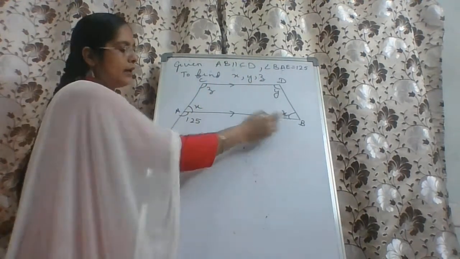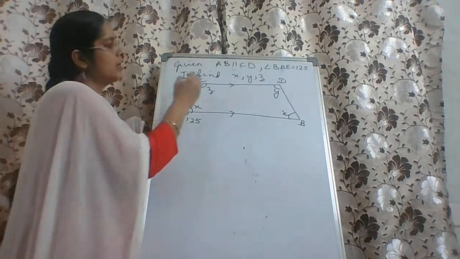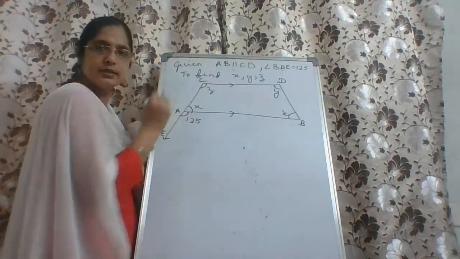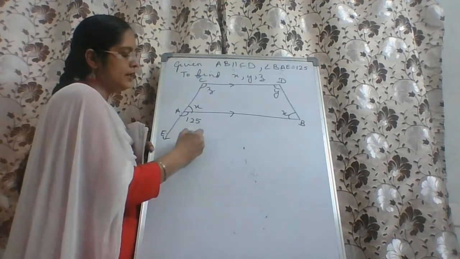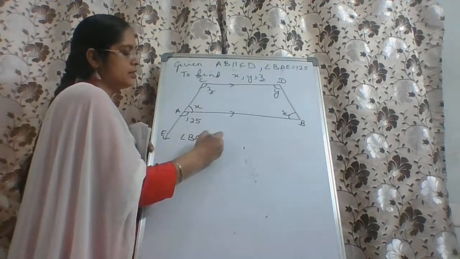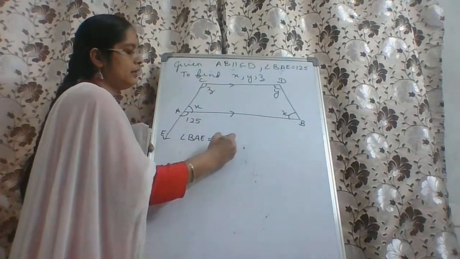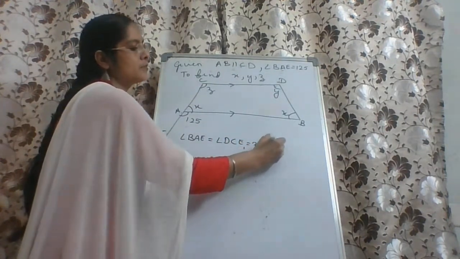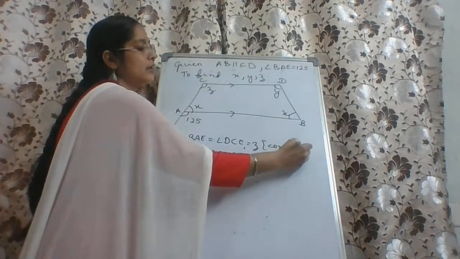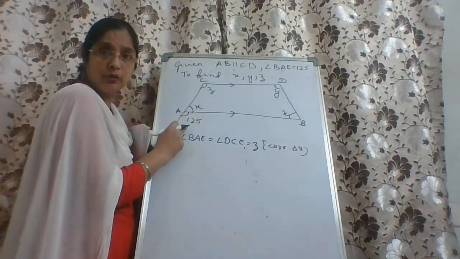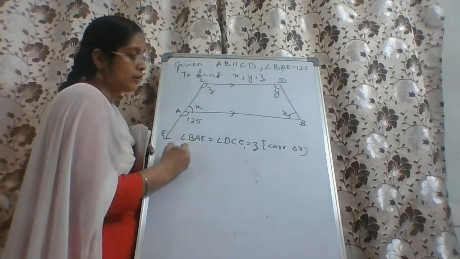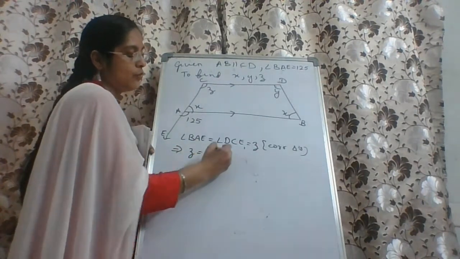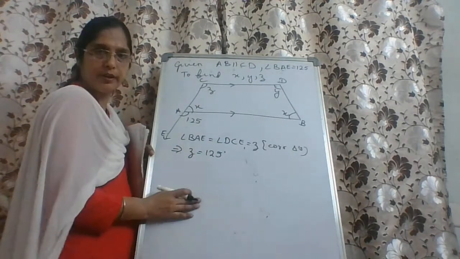If we see angle BAE is a corresponding angle to DCE, which is Z. Angle BAE is equal to angle DCE equal to Z, corresponding angles. What is angle BAE equal to? 125. So I can conclude that Z is equal to 125 degree.